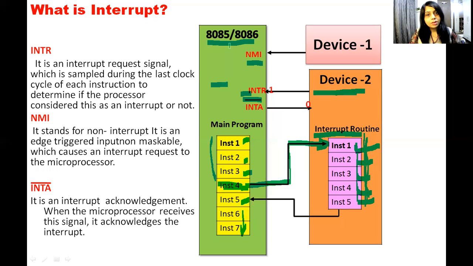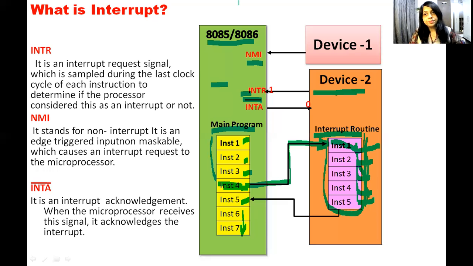The main program of 8086 is known as the main program, and the program that the device wants the processor to execute is known as the interrupt routine. And this program is known as the interrupt service routine.